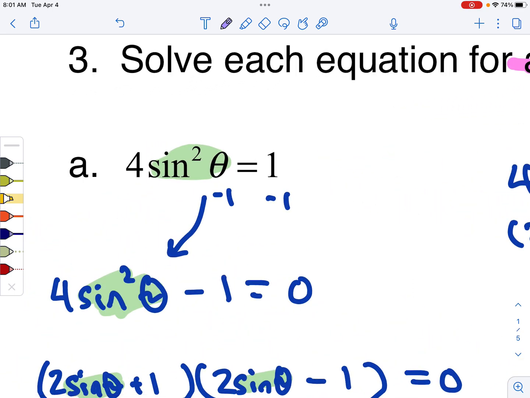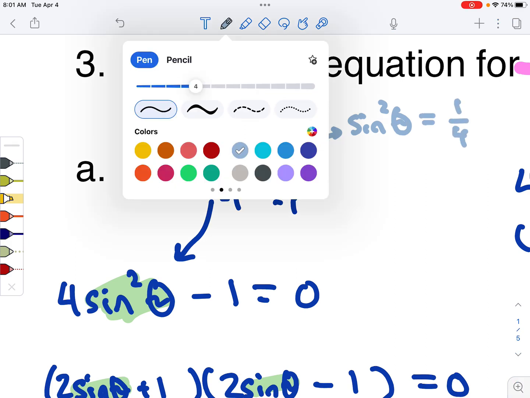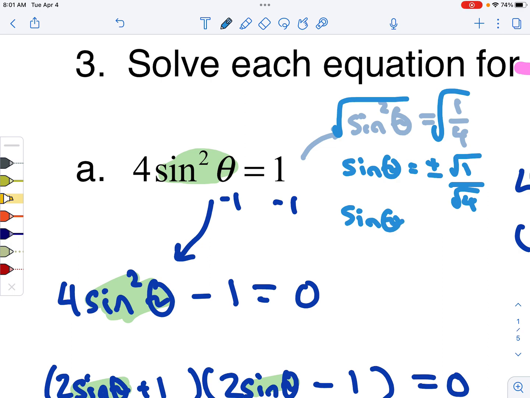If you wanted to, instead of subtracting 1, you could have divided both sides by 4. So you don't have to write this down, but just take a look. It's totally up to you. When you divide both sides by 4, then you can square root both sides. And it might save you just a little bit of time. I just wanted to show you both. Sine of theta equals plus or minus 1/2.